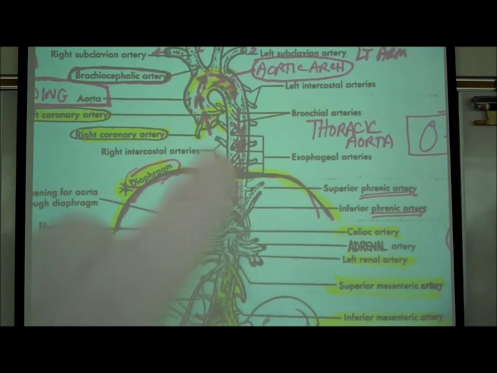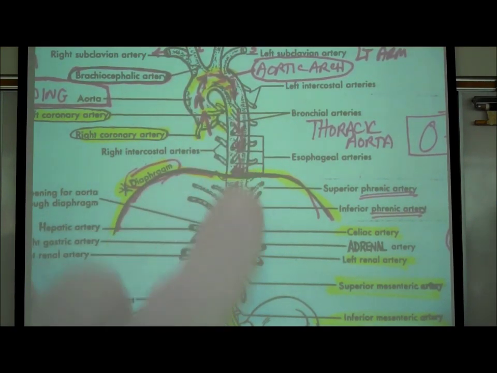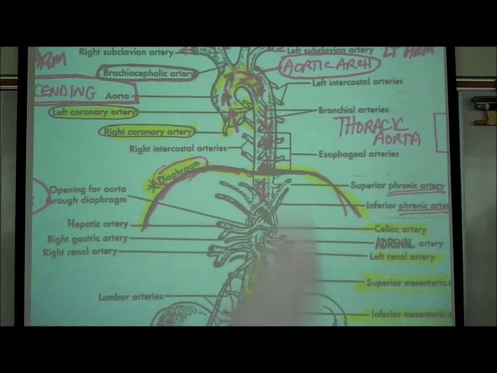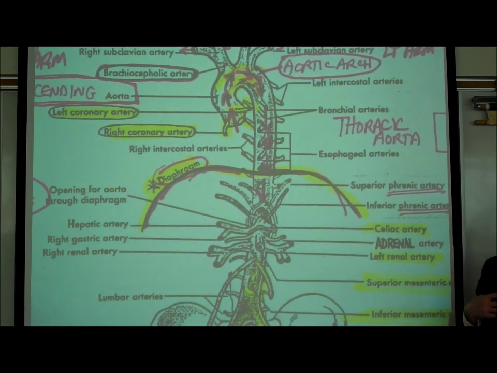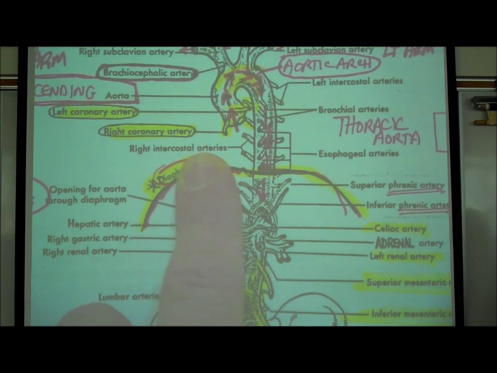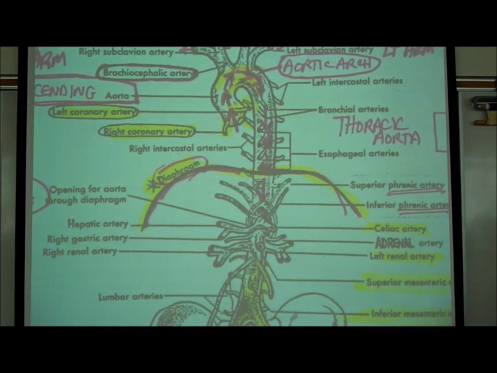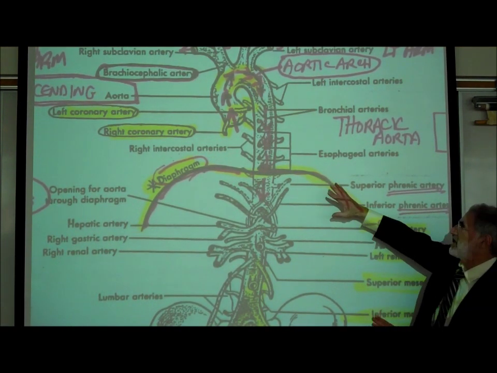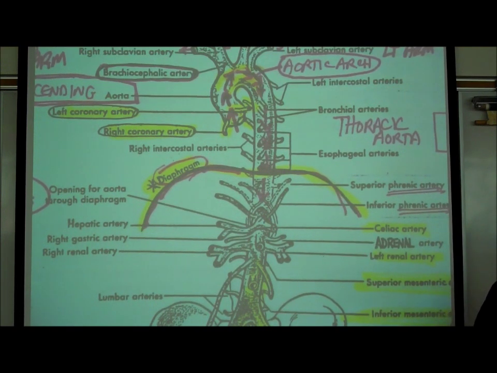Now, you can see there are other, smaller arteries branching off the thoracic aorta, including bronchial arteries, supplying oxygenated blood to our airways. Because even our tubes, the airways, need their own oxygenated blood. Esophageal arteries, supplying oxygenated blood to our esophagus. Intercostal arteries, supplying oxygenated blood to the muscles between our ribs. Intercostal, between the ribs.